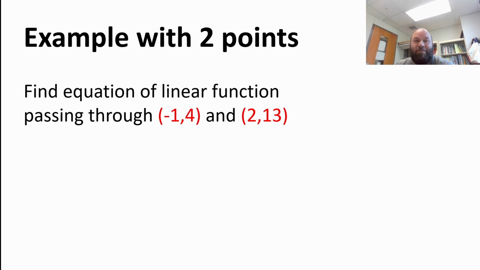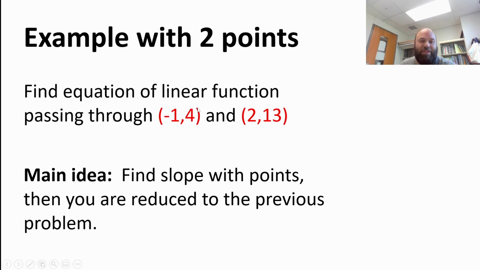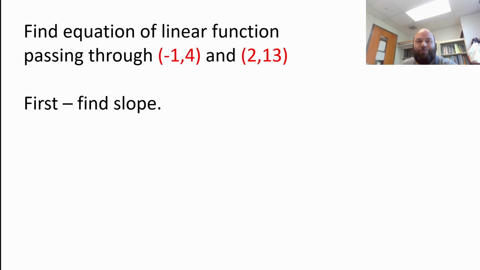Okay, hopefully there was enough space for you to pause. Here's how it's done. First thing you do, find the slope between the 2 points. Rise over run, right? Once you have the slope, you're basically back in the same position we were in the last video. You have some additional information in the form of a second point, and you can use either point to find the y-intercept b. So let's do that with this problem.